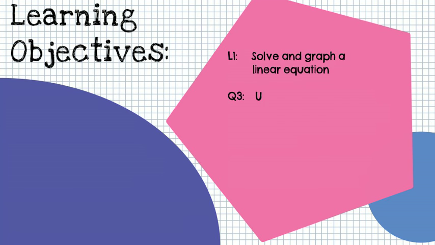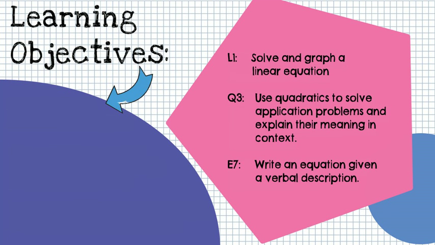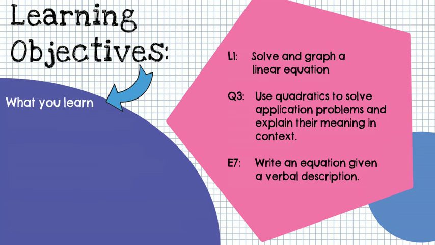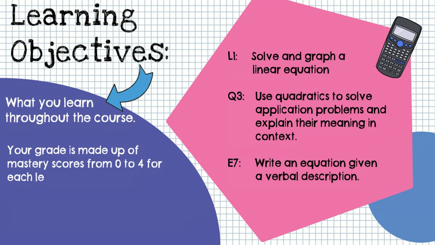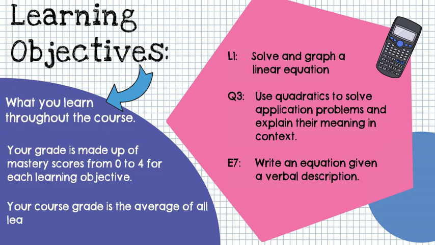Here, you can see a set of sample learning objectives. These are the skills you are expected to learn throughout the course. The course grade is made up of mastery scores for each learning objective listed in the syllabus. You will earn one mastery score on a scale of 0 to 4 for each learning objective. Your course grade is determined by taking the average of all your mastery scores. Let's get into the details.